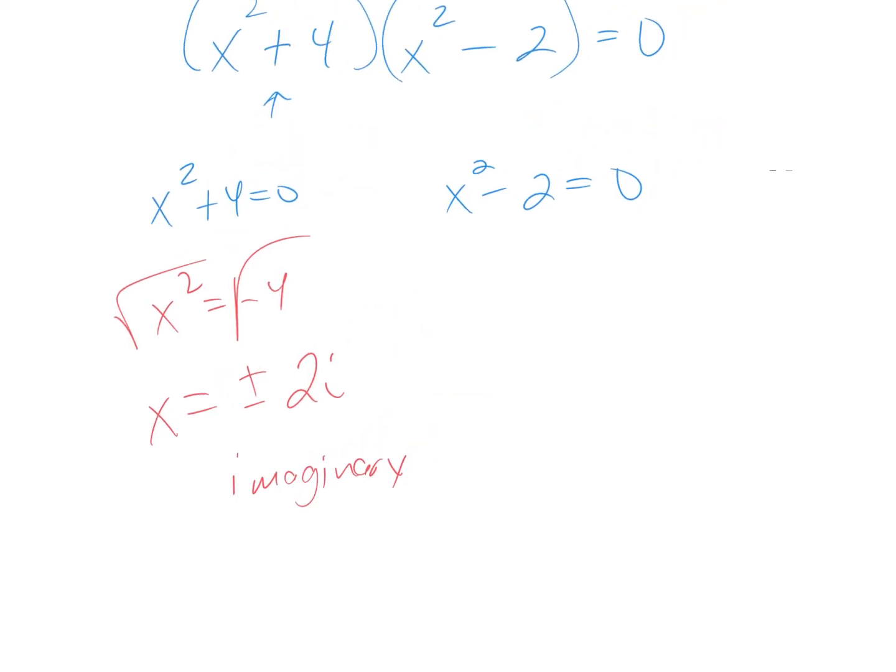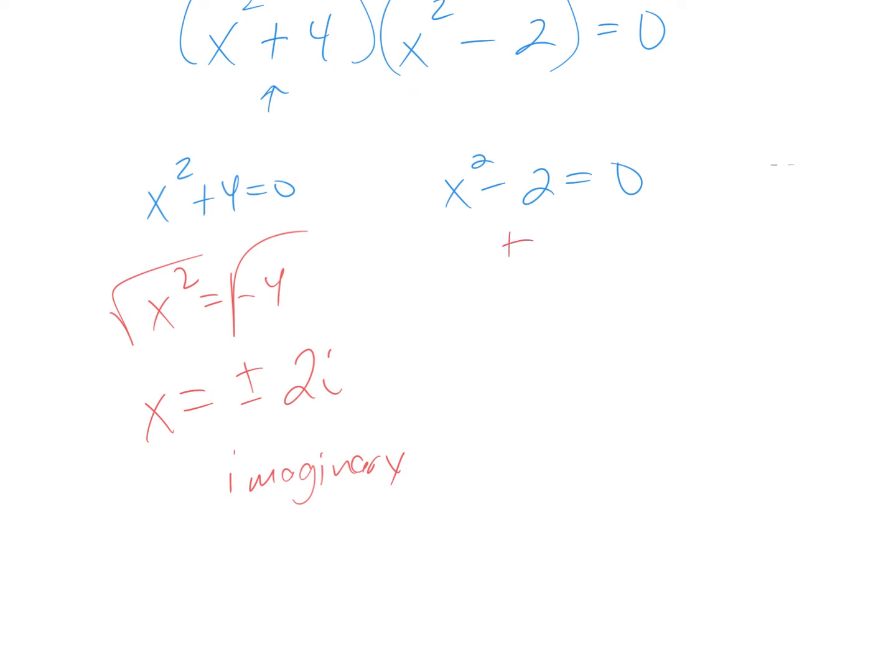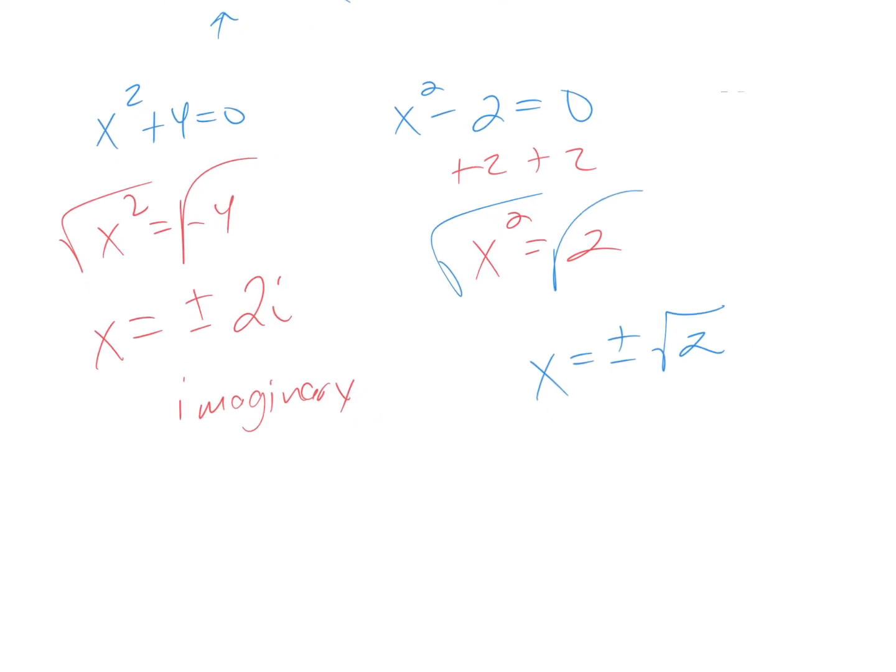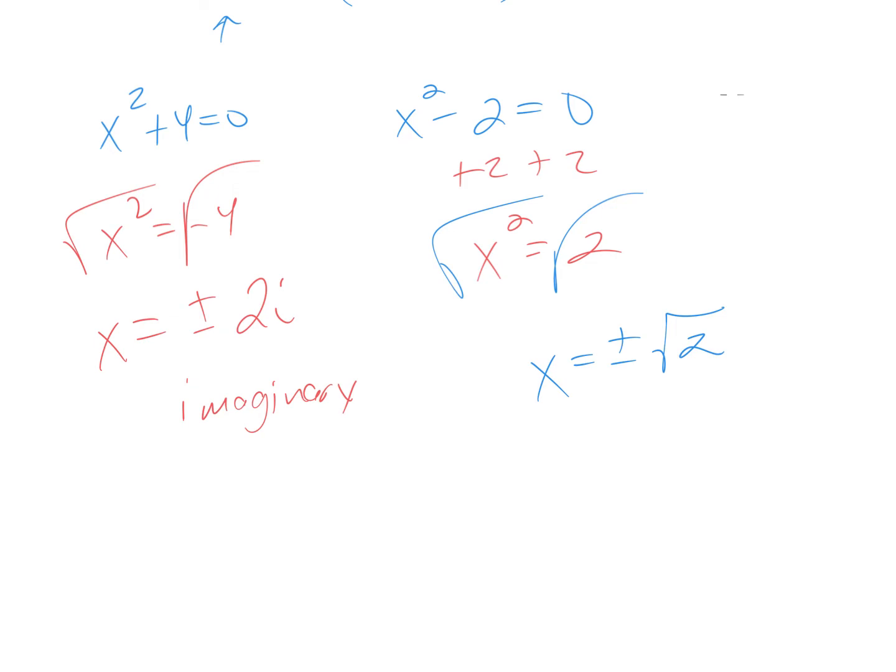So now I come over here on the right-hand side. I'm going to add 2 to both sides. So x squared equals 2. Take the square root, and x equals plus minus. Anybody know the square root of 2? So plus minus square root of 2. All right, is positive, negative, square root of 2 a place that I could put a point on a graph? Yes. This is a real number.